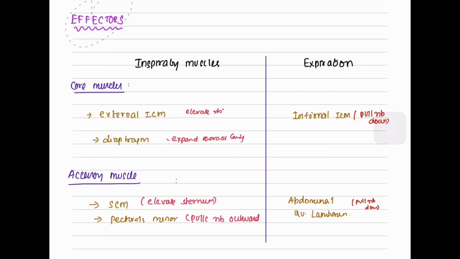So coming to the effectors, the core inspiratory muscles are external intercostal muscles and the diaphragm. The external intercostal muscles elevate, whereas the diaphragm expands the thoracic cavity. The accessory muscles of respiration are sternocleidomastoid, which elevates the sternum, and pectorals major and minor, which pulls the rib. Whereas the core muscles of expiration are internal intercostal muscles, which pulls the rib down, and the accessory muscles are abdominal muscles and quadratus lumborum, which pulls the rib down.